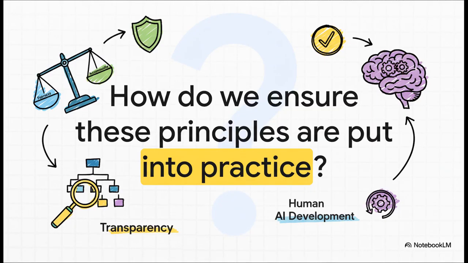So there you have it. We've talked about the philosophy, the blueprint, the rules of the game, and how we build trust. These are the foundations of ethical AI. But it all comes down to this one giant question. We know the principles, but how do we actually make sure they get used in the real world? How do we put them into practice? That right there is the real challenge, isn't it?